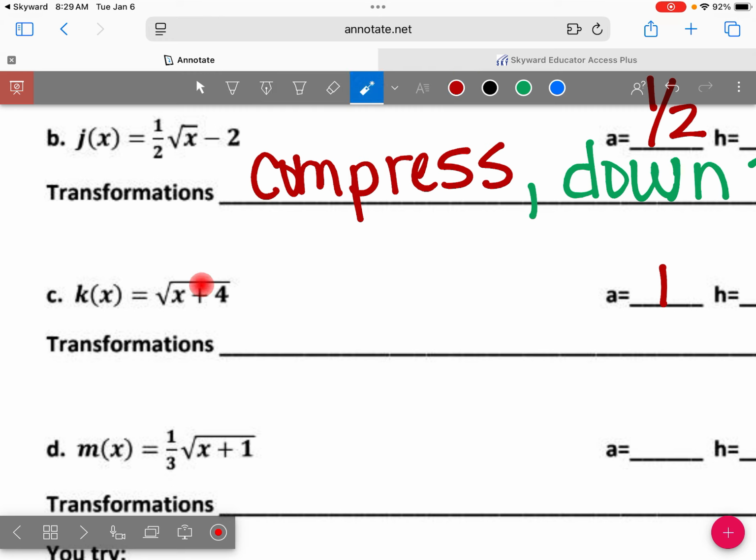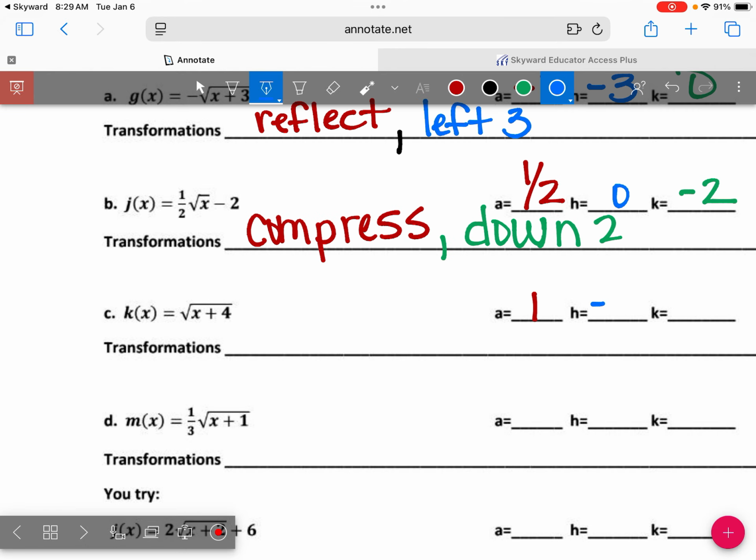Is this H or K? Who says it's H? Raise your hand if you think this is H. I agree. It's underneath. But am I going to say it's +4 or -4? -4. Good job. We always flip it. Negative moves it left 4. All right. What do you think your K value is? What number is at the back? A 0. Good. So it doesn't go up or down.